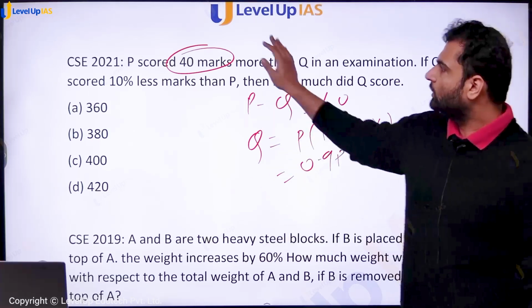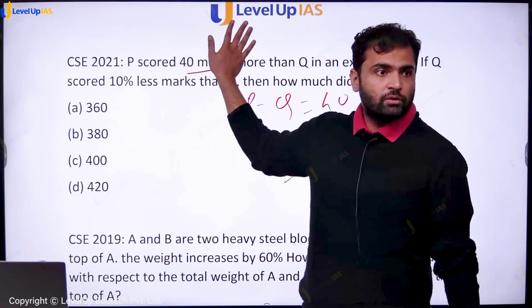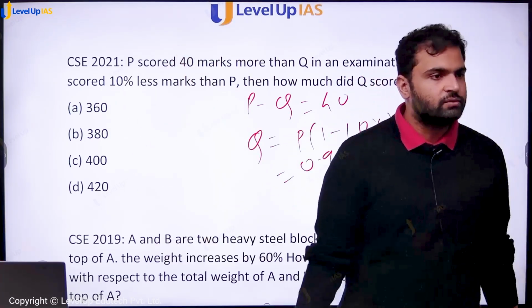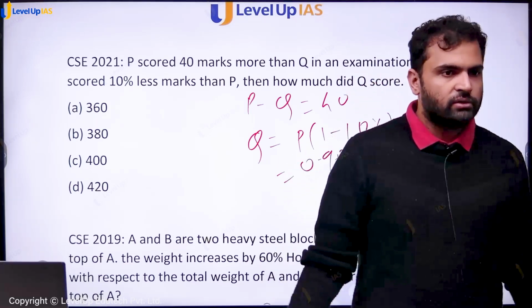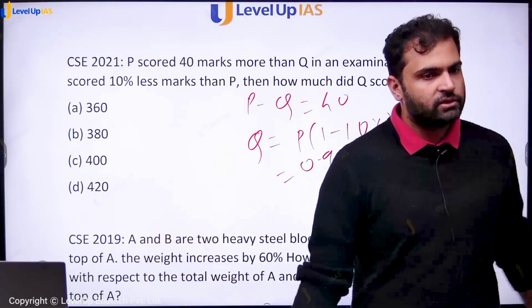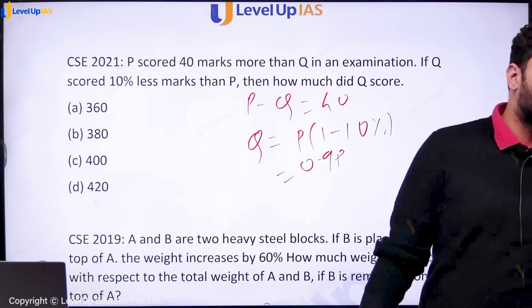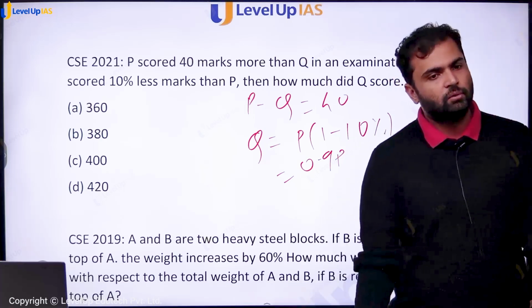बट ये भी देख सकते हो कि this 10% less marks is equivalent to 40 marks. So 100% marks is 400 marks. So that is marks of P. Marks of Q would be 10% less. So reduce 10%, 360. वो भी ठीक.